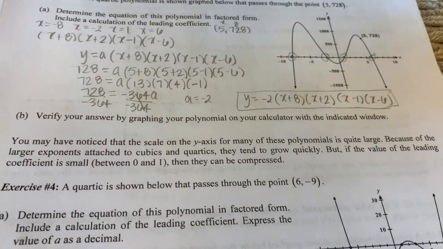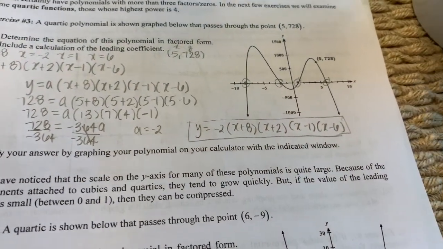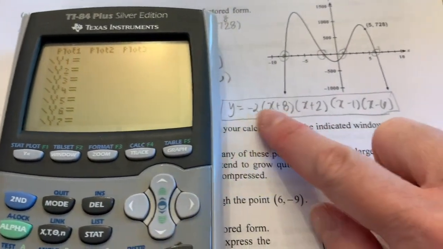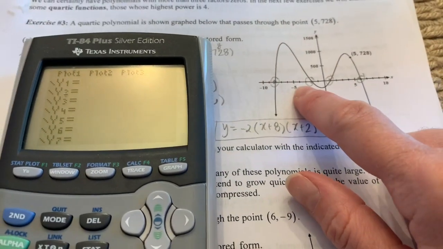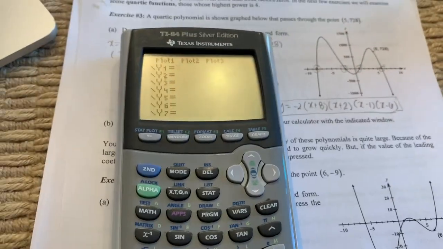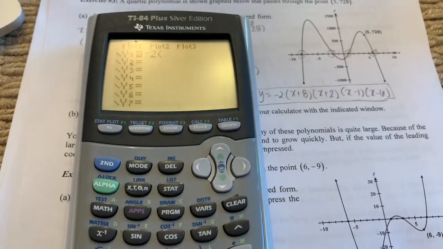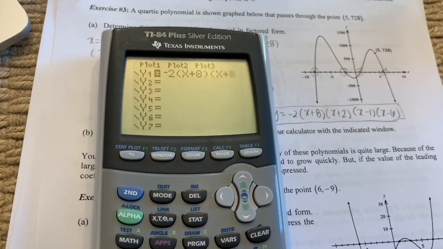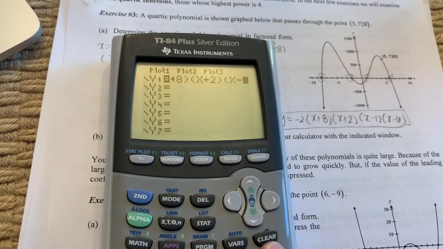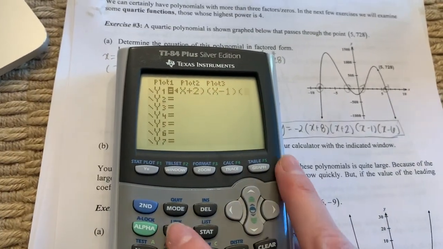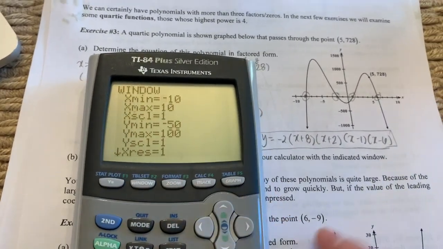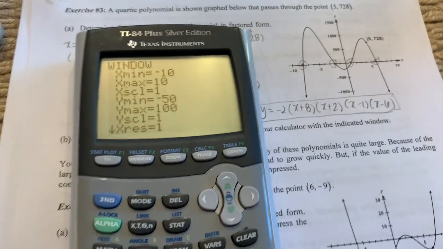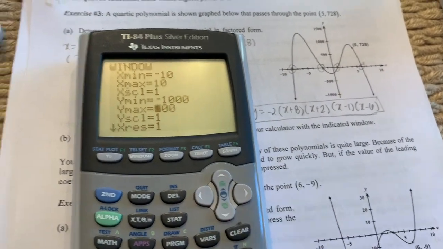Now, it says to verify your answer using the window. So what we want to do is go back into our y equals, and we're going to put our equation in and make sure it looks just like that. We have to use that window though, because notice that's a really crazy window. So it's negative 2 times x plus 8, x plus 2, x minus 1, and x minus 6. Okay, before I graph, this window is going from 1500 down to negative 1000. So negative 1000, and 1500.